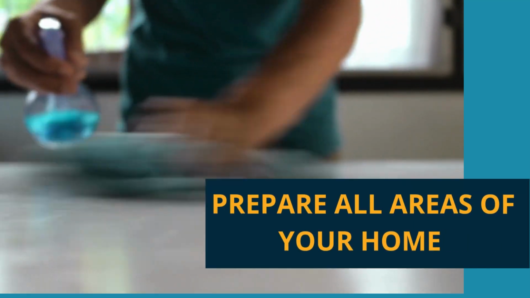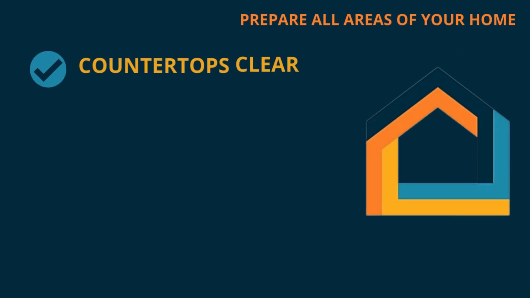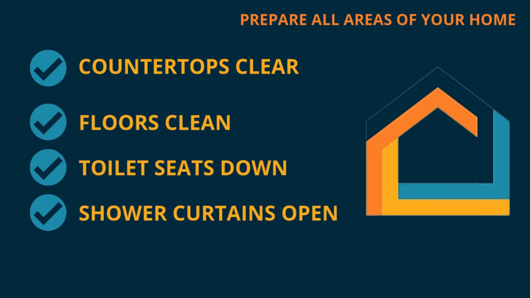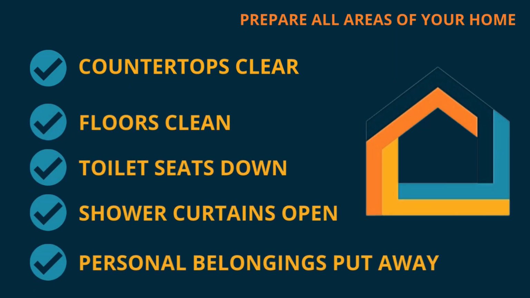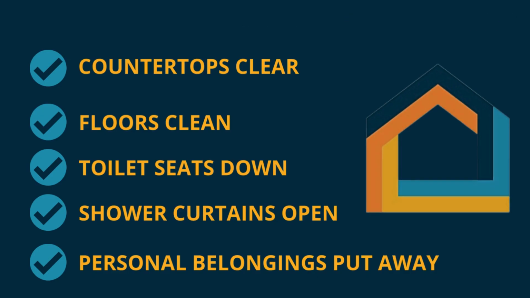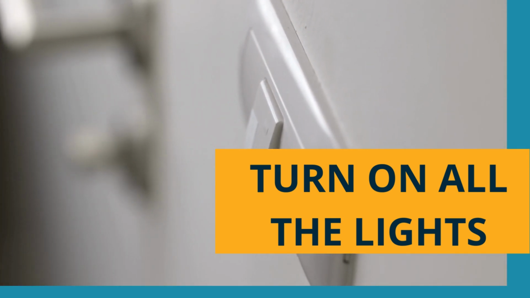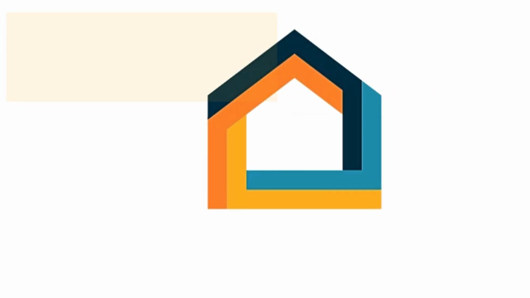Number 3. Prepare all areas of your home for photos by walking through all the rooms and making sure all the countertops are clear, nothing is on the floor, toilet seats are down, shower curtains are open, and any photos or items that you don't want in the tour are removed from view. Number 4. Turn all the lights on in your entire home prior to starting, including floor and table lamps.